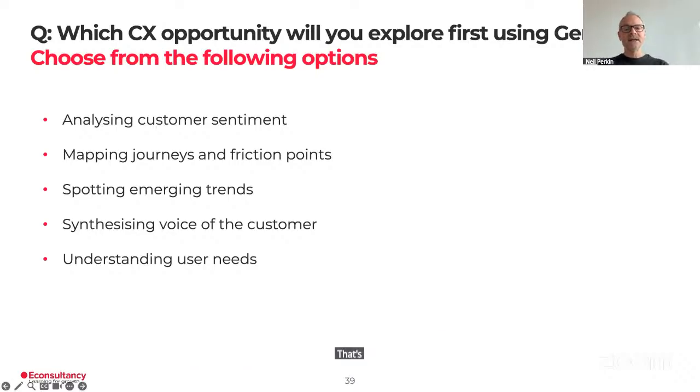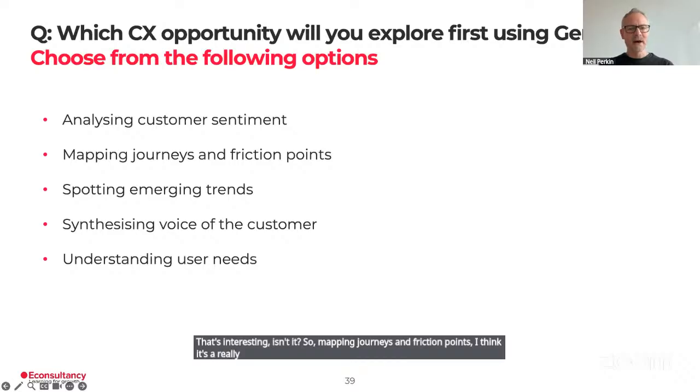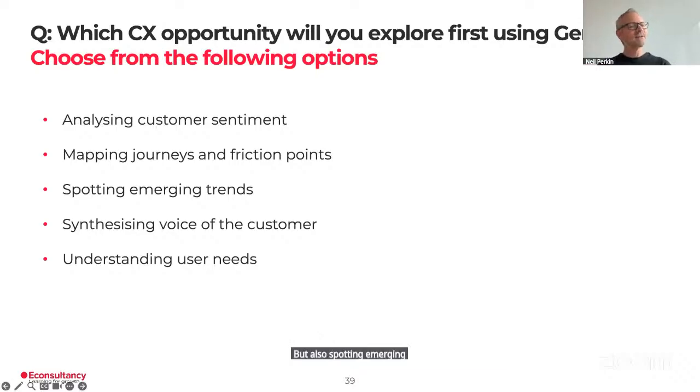That's interesting, isn't it? Mapping journeys and friction points is a really great use case. Lots of value there, where we can really understand and synthesize things very quickly. But also spotting emerging trends, that is a really interesting one.